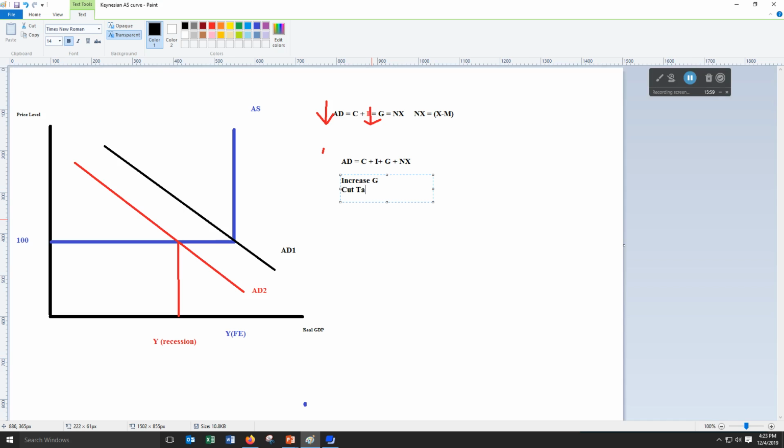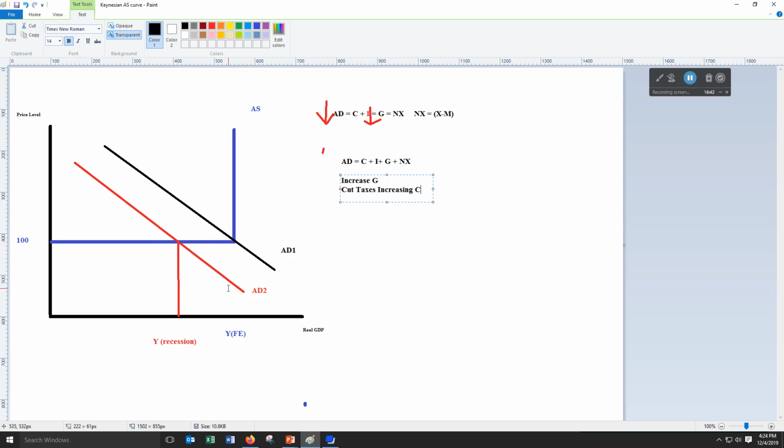You could also cut taxes. And that would increase consumption spending. So here we cut income taxes. People have more money in their pockets. They're going to spend some proportion of that on buying goods and services. And Keynes said that would increase C, boosting aggregate demand and pushing it to the right. Okay. So those are a couple of expansionary policies we could use to get the economy out of this recession and boost us back here to full employment.